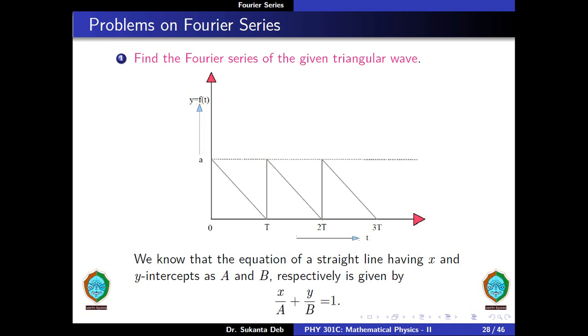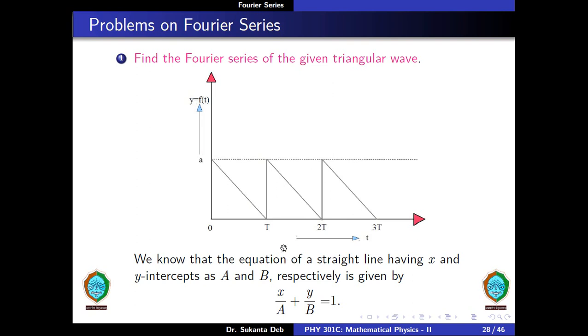Now let us solve some of the problems based on Fourier series. Find the Fourier series of the given triangular wave. The triangular wave is given, and this piece of the wave is repeating in identical fashion. Therefore the period is T, because after this interval of time the same piece of the wave is repeating.